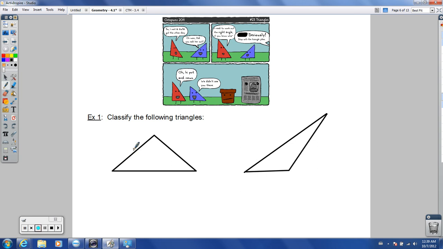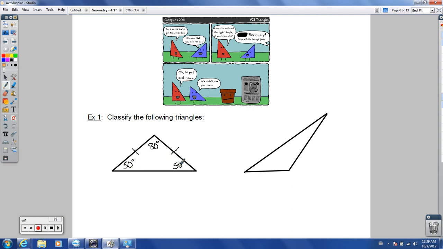Okay. So classify these, and I'm going to add some extra information to the picture here. I'm going to say that this and this side are congruent. I'm going to tell you that this is 50 degrees. I'm going to tell you that this is 50 degrees. And I'm going to tell you that this one's 80 degrees. And you may notice something. If you add up these three angles, you get 180. And we'll talk about if that's always true in just a moment or two.